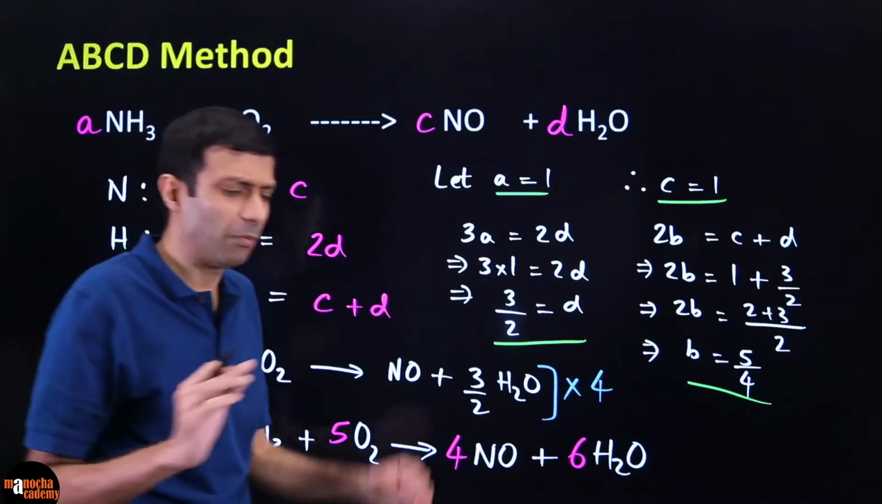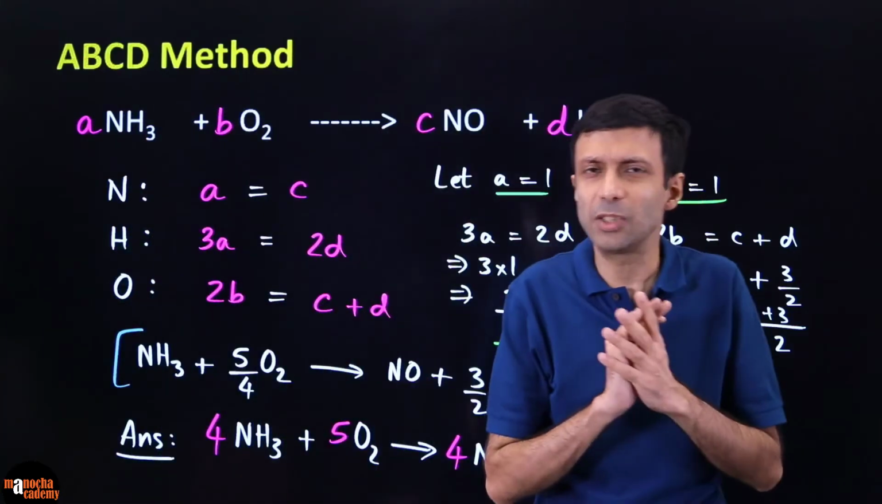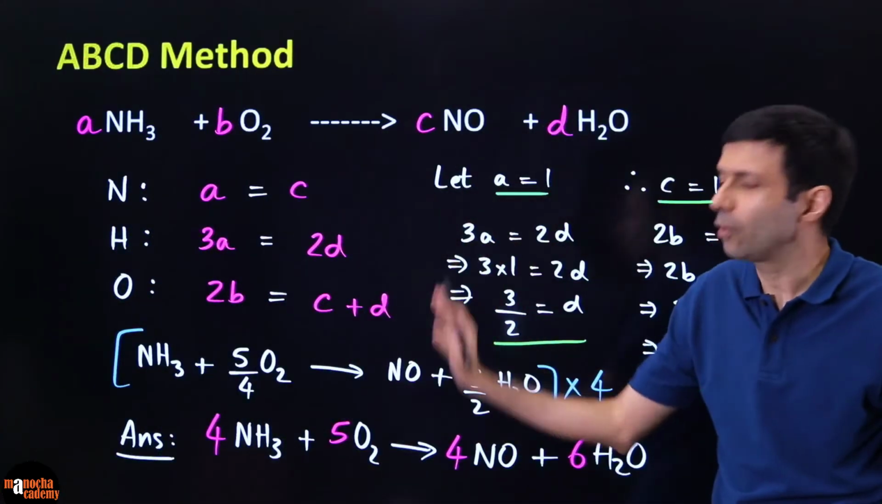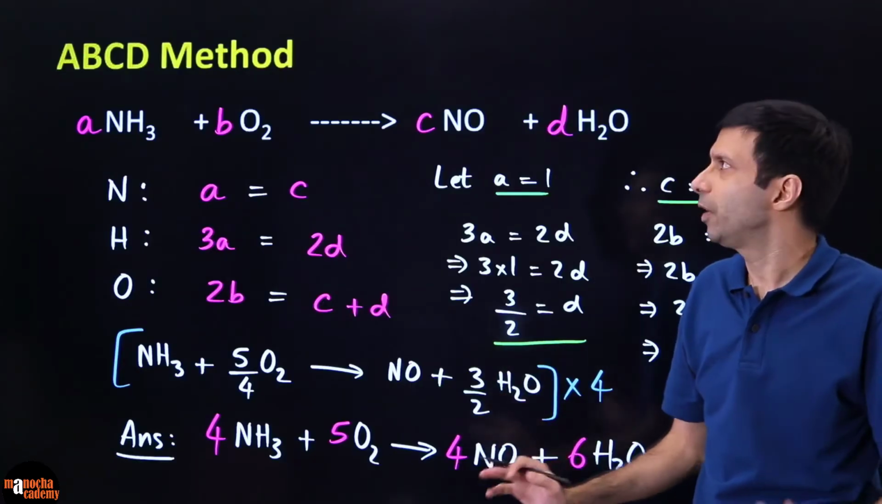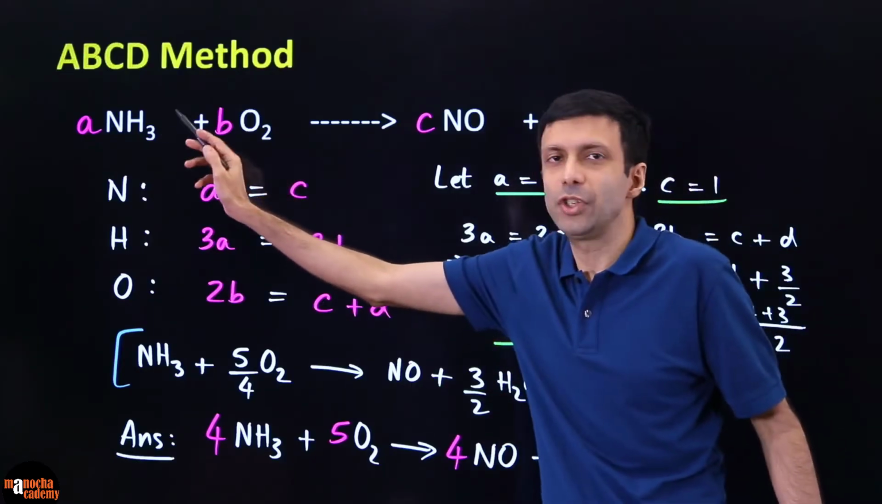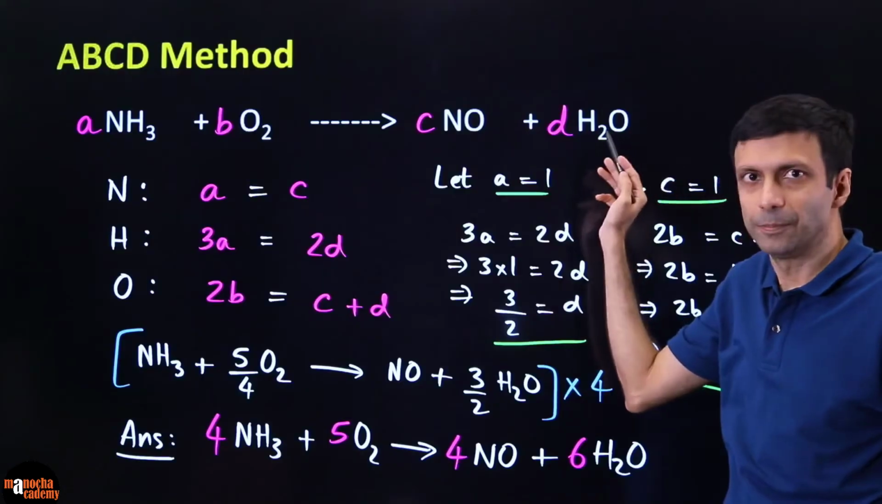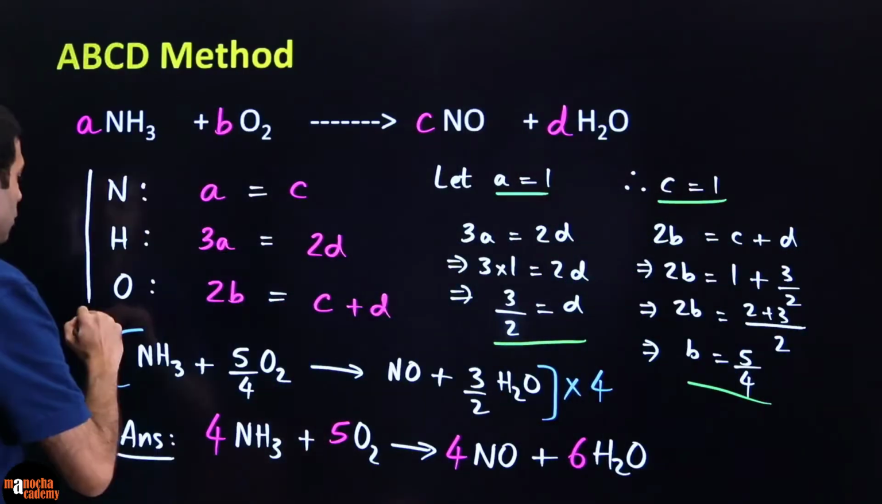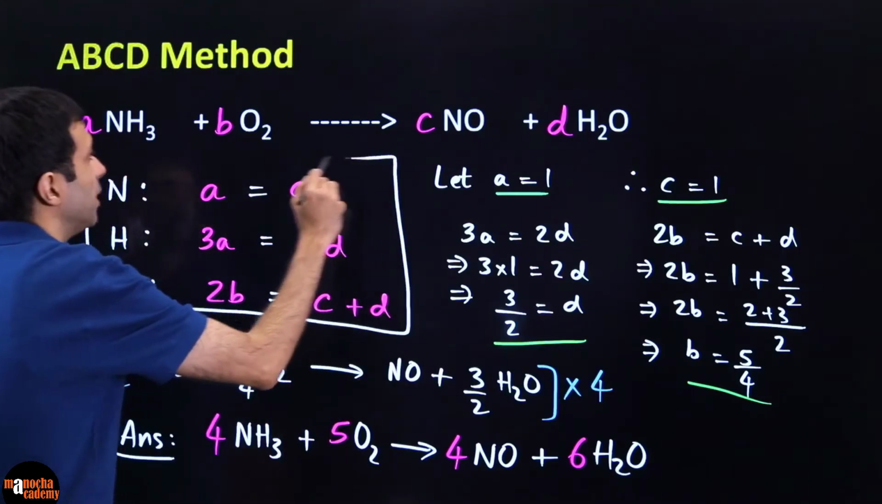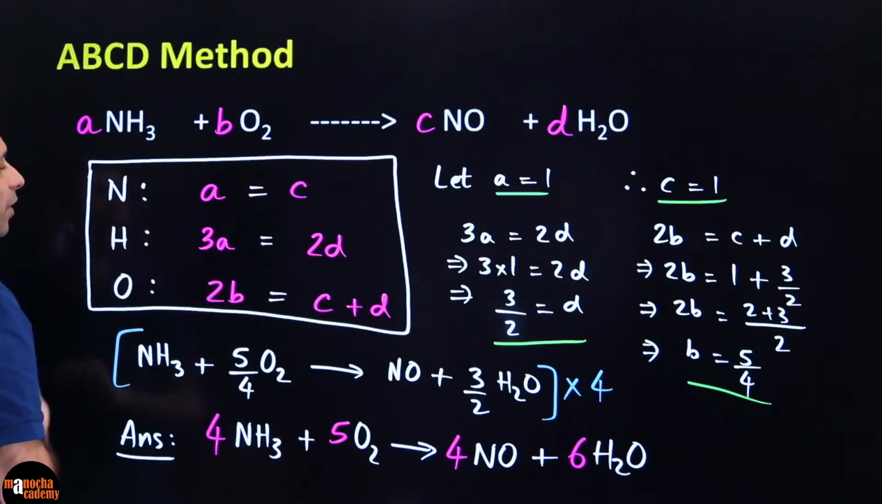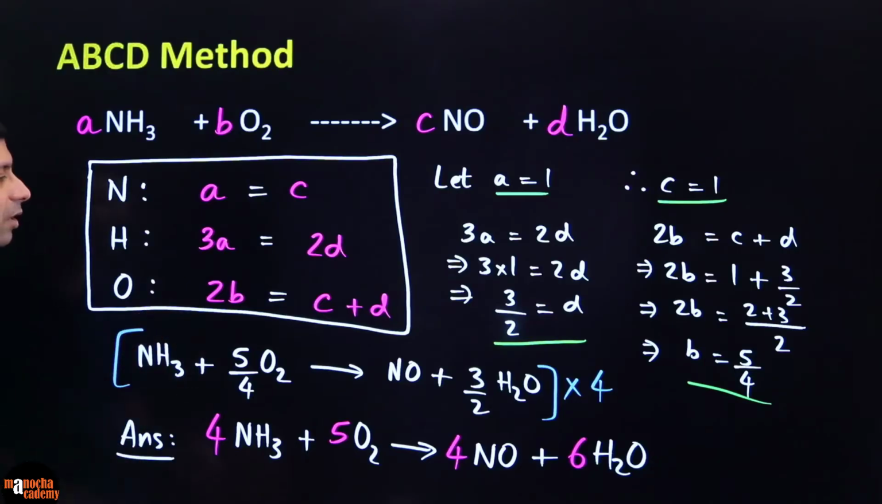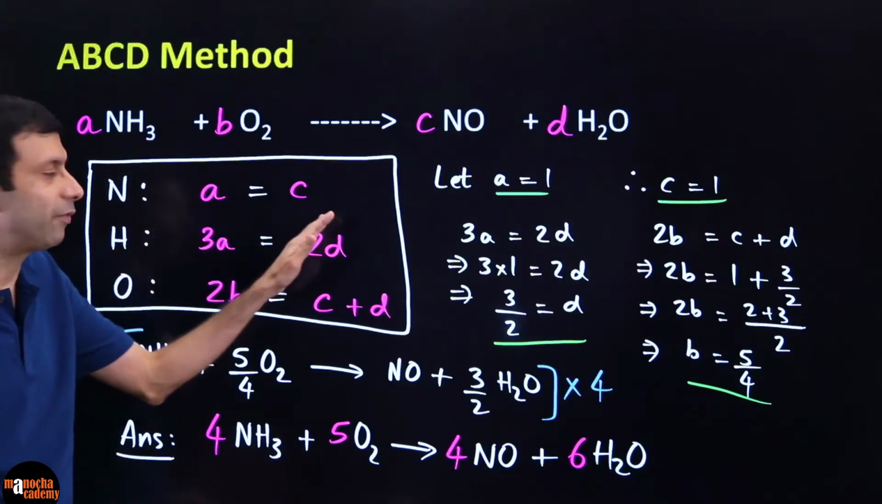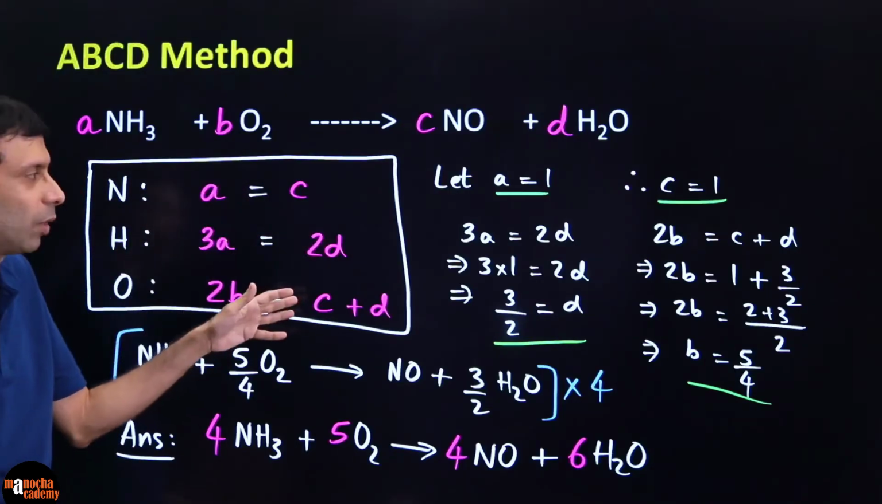So in summary, what did we do? The ABCD method is very simple. You only have to solve your equations carefully. We just put the coefficients A, B, C and D. Then for every element, we made this table. We made these equations for every element: nitrogen, hydrogen, oxygen. We counted the atoms on the left and right and expressed them in terms of the coefficients.